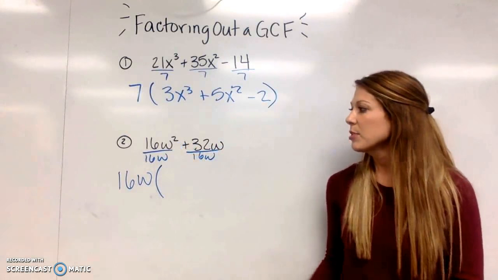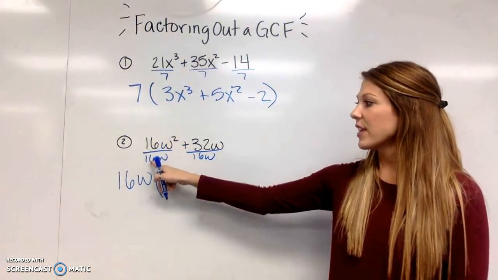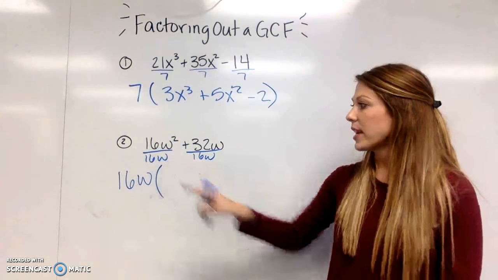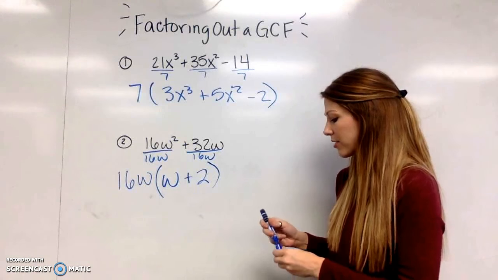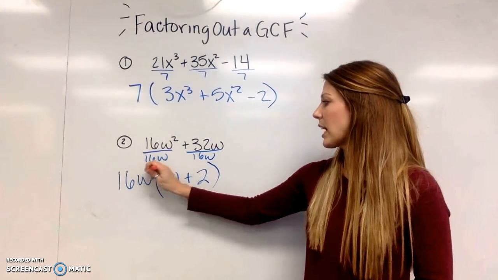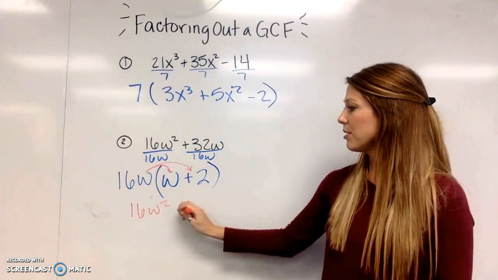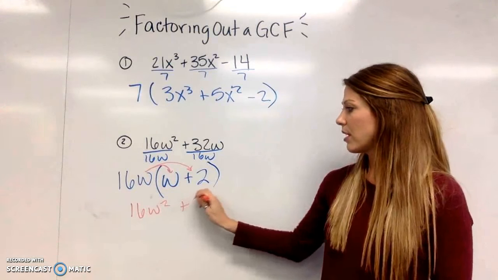So when I take 16w squared divided by 16w, 16 divided by 16 is 1, and w squared divided by w, we just have 1 w left, w to the first power. Then plus 32 divided by 16 is 2. We only had 1 w to spare and we pulled it out, so there are no w's left. So our answer would be 16w times w plus 2. And again, if you were to distribute that back out, let's go ahead and do that actually. 16w times w is 16w squared, and 16w times 2 is 32w. So we end with what we started with.